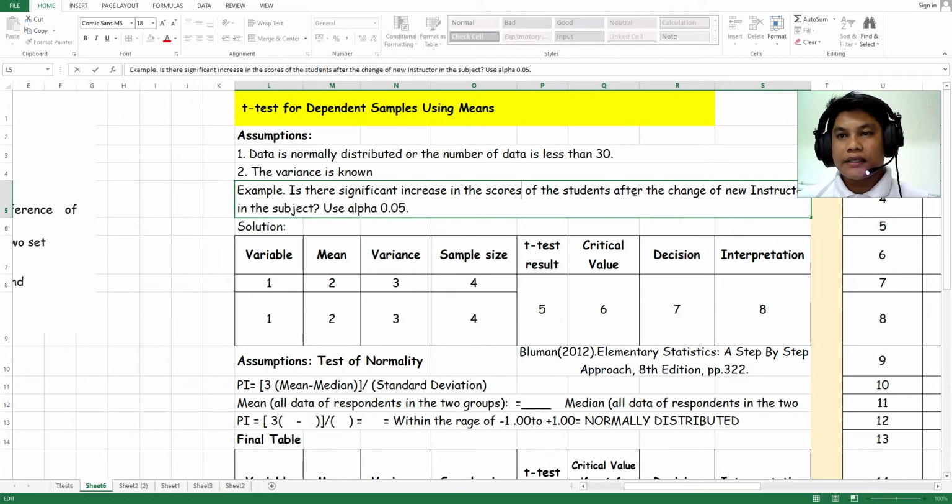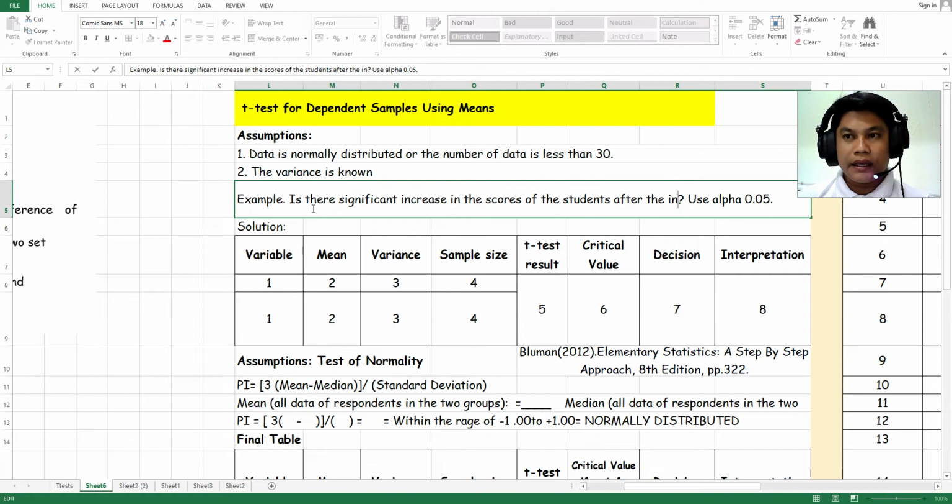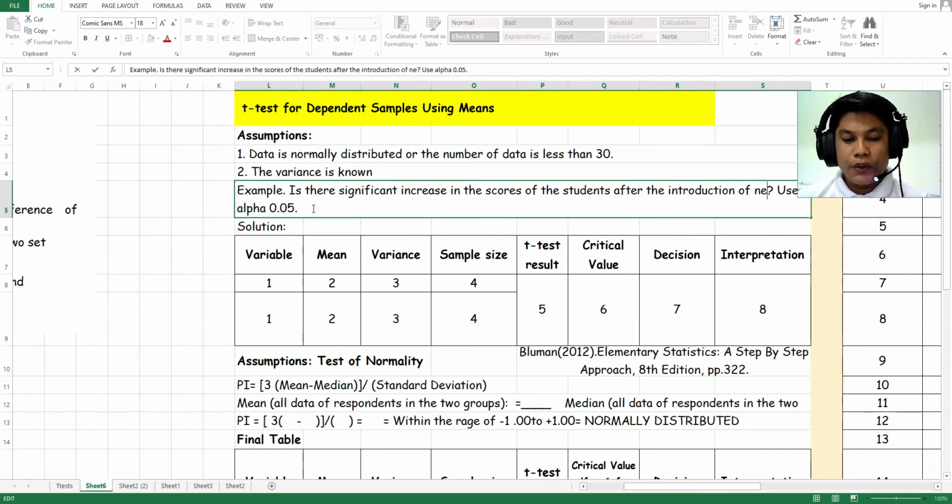Increase in the grades, or say scores, of the students after the implementation, after the introduction of a new strategy by the teacher.